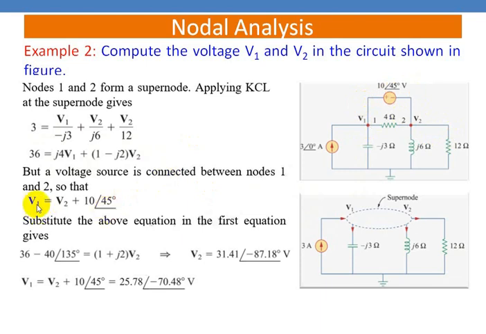Now you substitute this V1 in this equation, and you can find V2. V2 will be 31.41 at an angle of minus 87.18 degrees. If you know V2, then you can substitute this V2 in this equation and find V1. V1 will be 25.78 at an angle of minus 70.48 degrees. So this is how you should solve this problem.